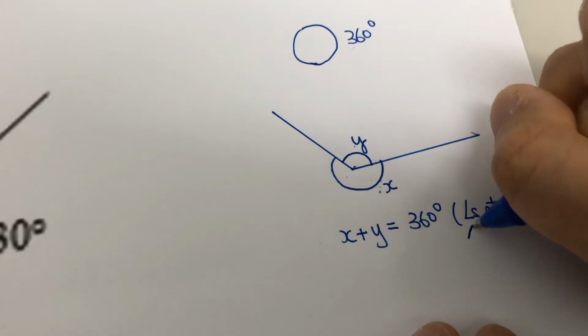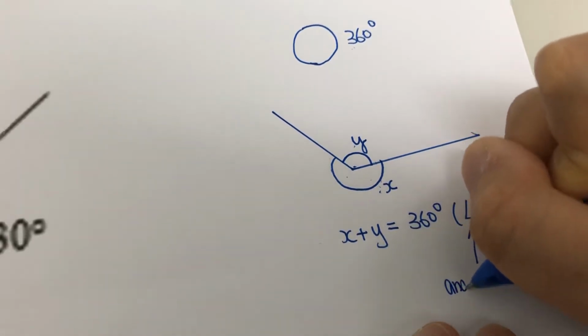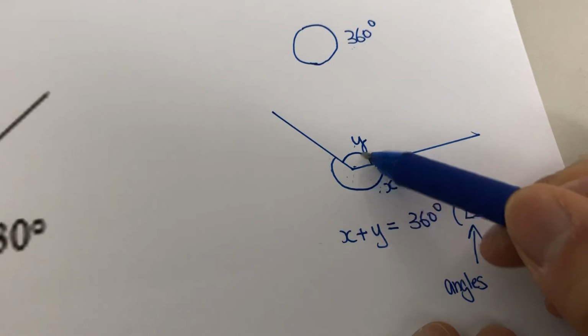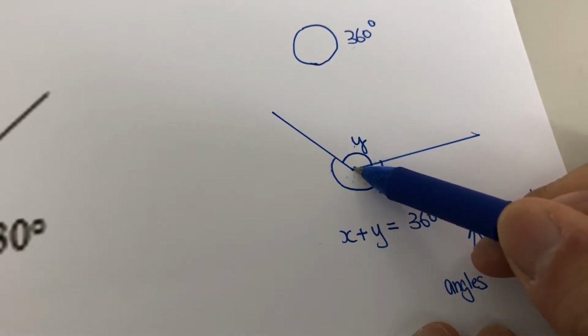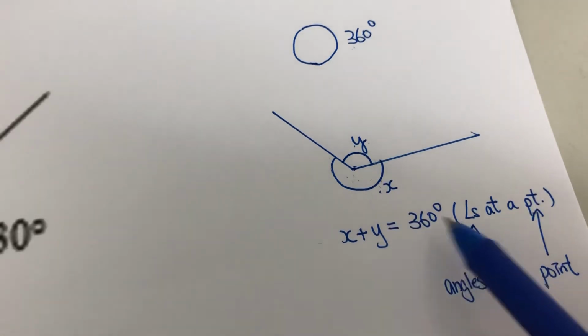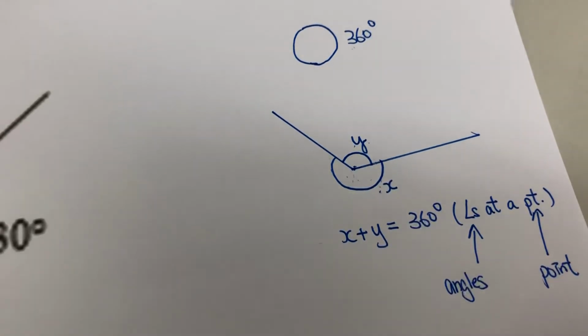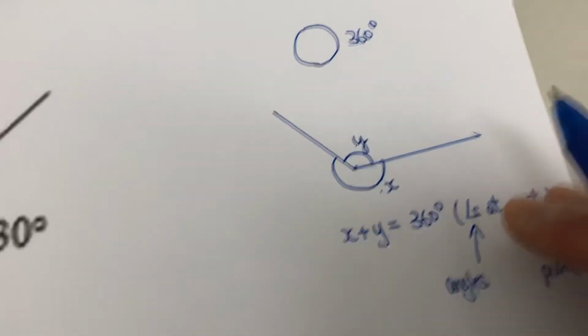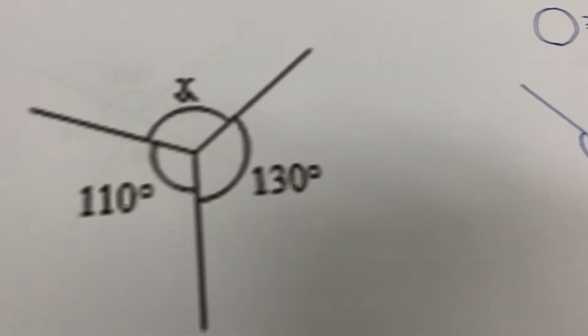So this is the abbreviation of angles. And this is the abbreviation of points. Because these angles, they are surrounding the same point. They complete a full circle. Therefore, we call this angles at a point, equals to 360. Okay? Let's go back to the exercise.